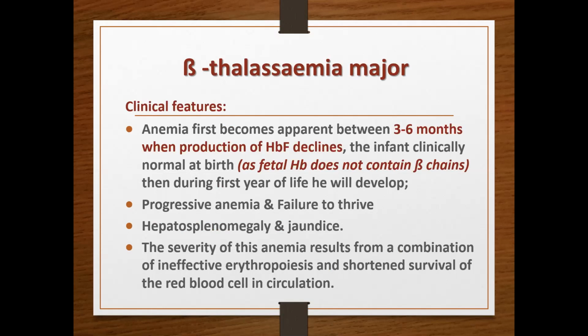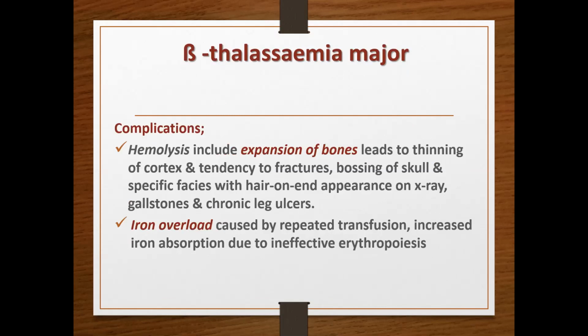and jaundice. The severity of this anemia is due to a combination of ineffective erythropoiesis as well as short survival of RBC in the circulation. As a result of hemolysis, this will lead to extramedullary hemopoiesis with expansion of the bones, leading to thinning of the bone cortex and tendency to fracture. Also, the patient will have bossing of the skull and the specific facies, with hair-on-end appearance seen by X-ray. They are liable to develop gallstones and chronic leg ulcers.